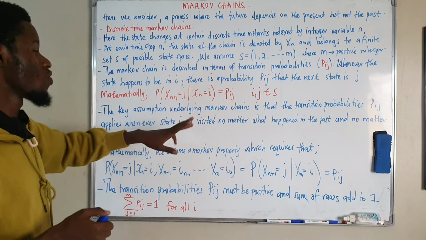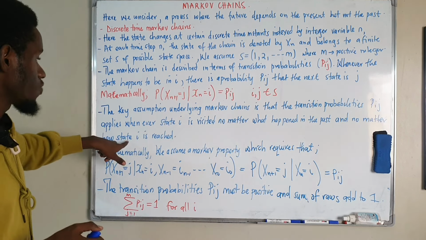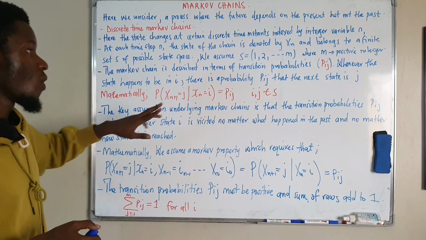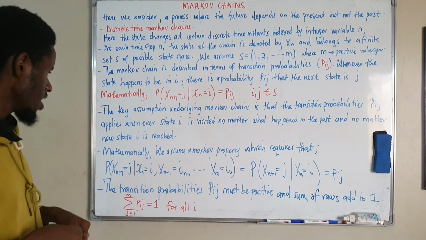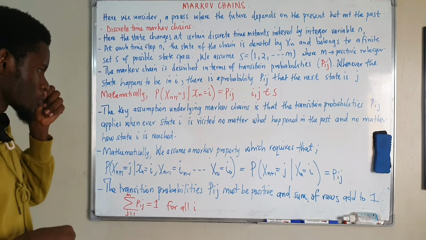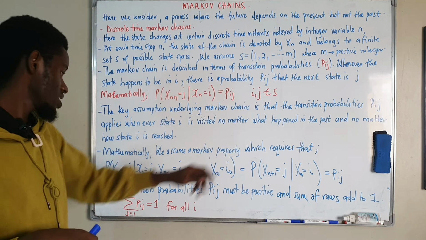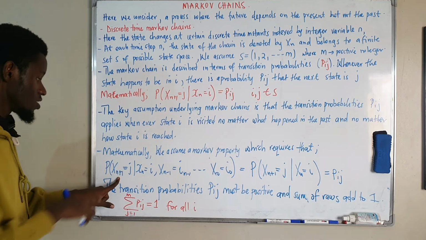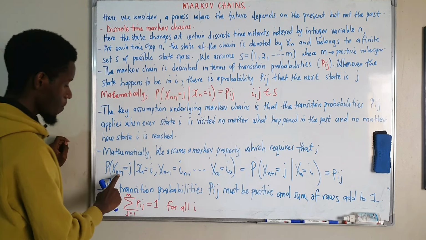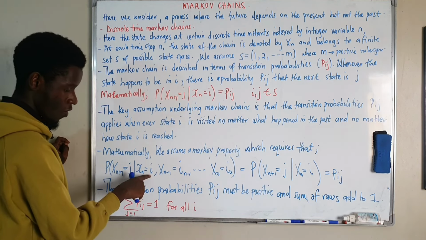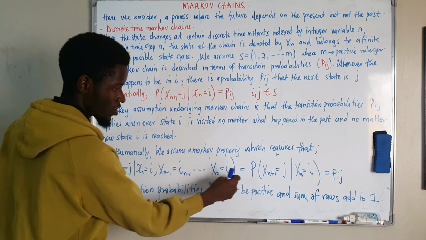We shall not be concerned with how we arrive at this state i and what happened in the past before state i. Mathematically, we shall always assume a Markov property, which requires that the probability of the future depends on the current state, irrespective of the past.